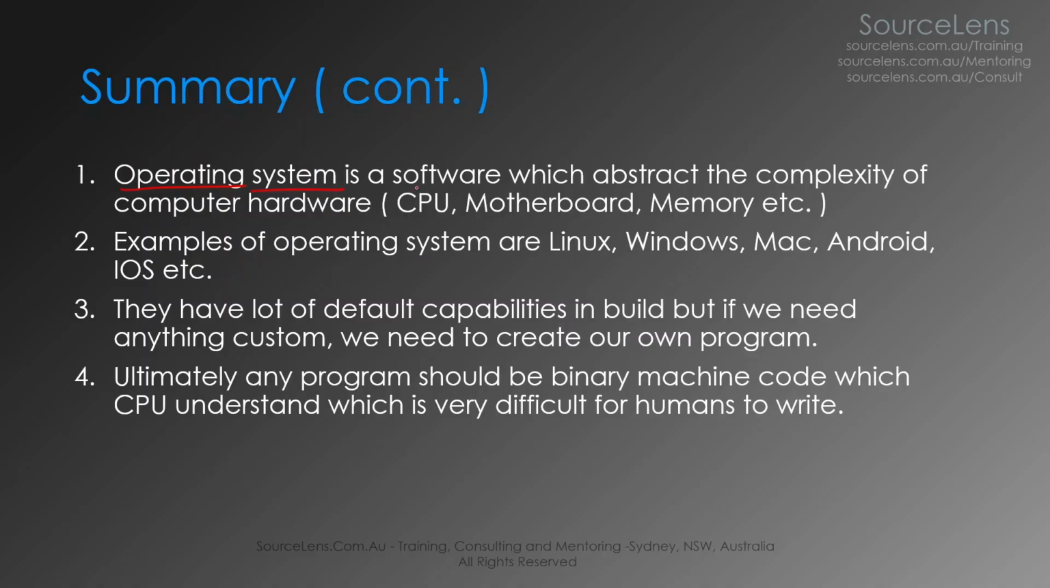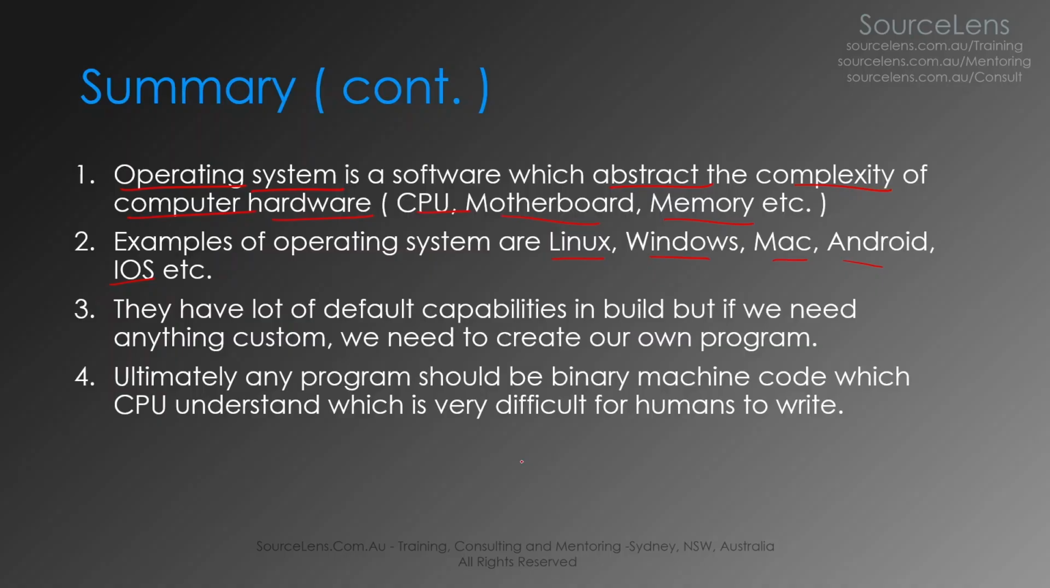So the operating system abstracts the complexity of computer hardware, which is nothing but CPU, motherboard, memory, and different types of devices. Examples of operating systems are Linux, Windows, Mac, Android, iOS, and more. There are a lot of other operating systems. So an operating system has some default capabilities. For example, in Windows, you can edit text using Notepad. Notepad is a program which comes with the operating system. VI in Linux normally comes with the operating system, although it's not part of the operating system.